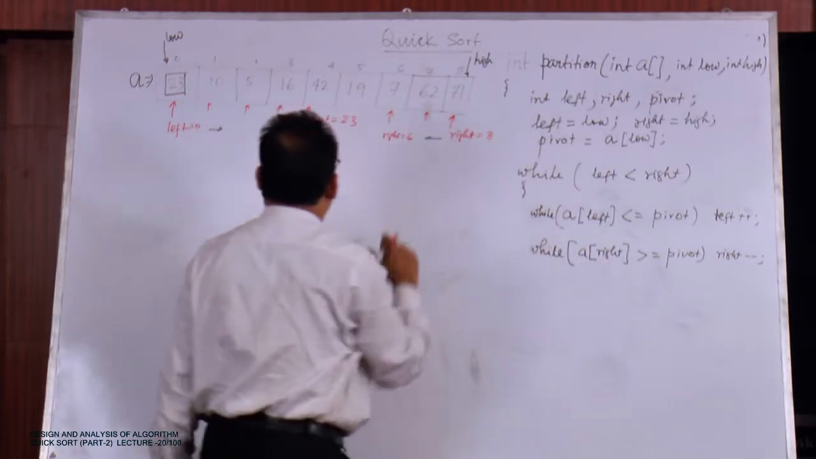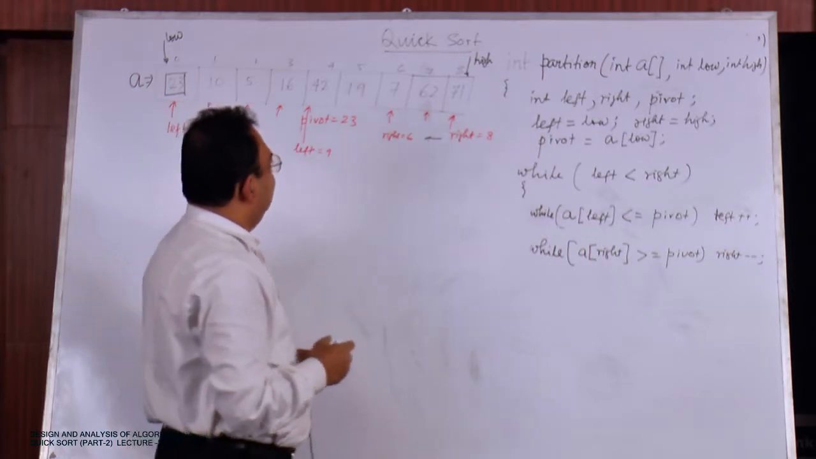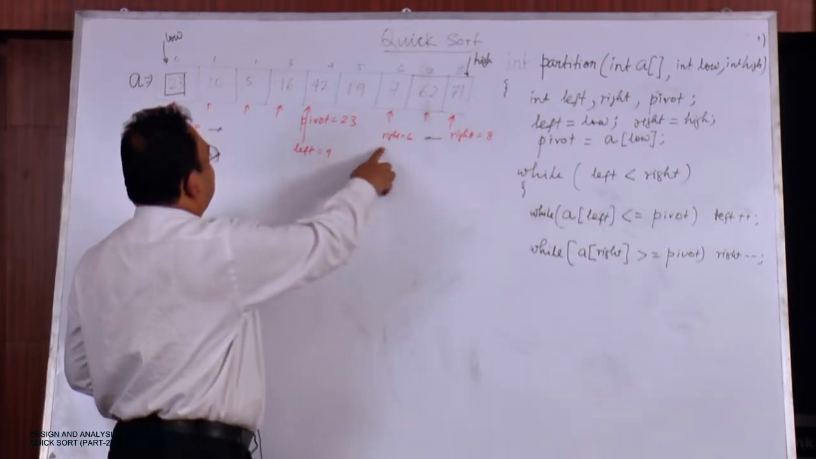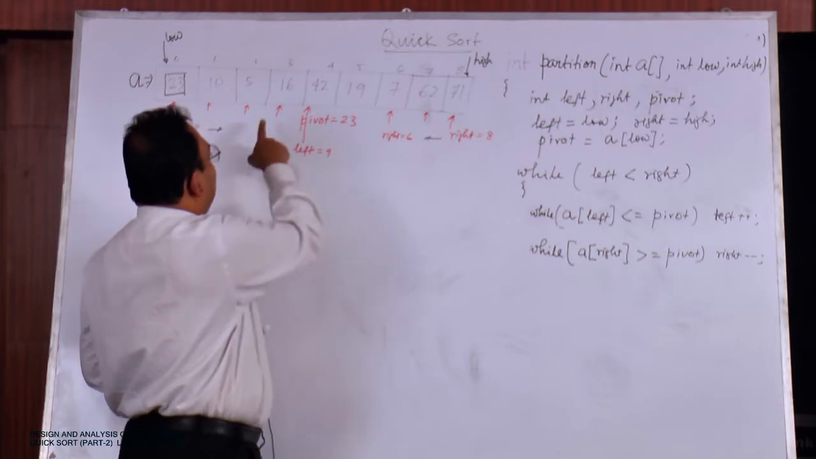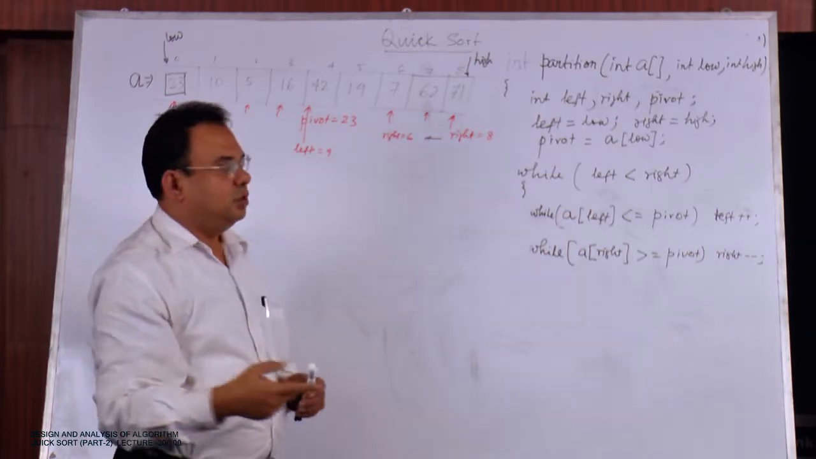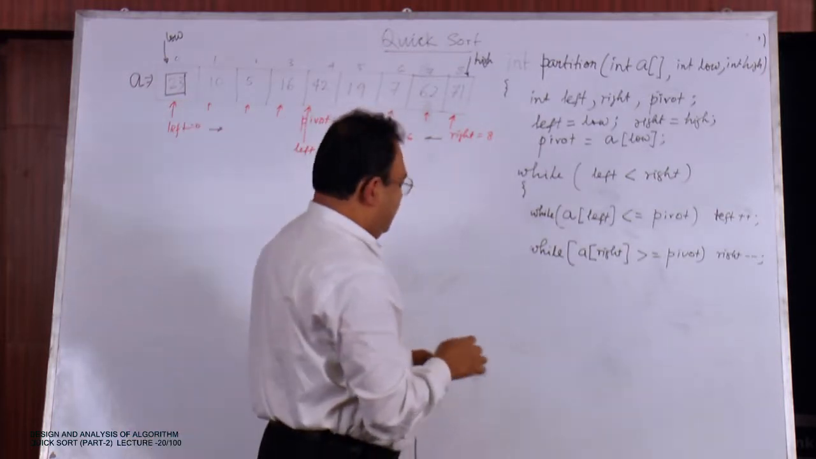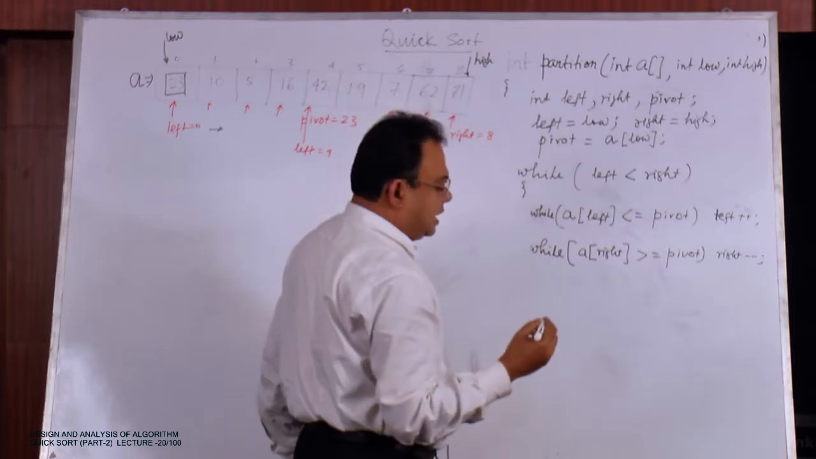So, you are coming out of this loop. In this case, the value at the right position should move towards the left and the value at the left position should go to the right of the pivot. Now, how will we check that they go to the correct positions?